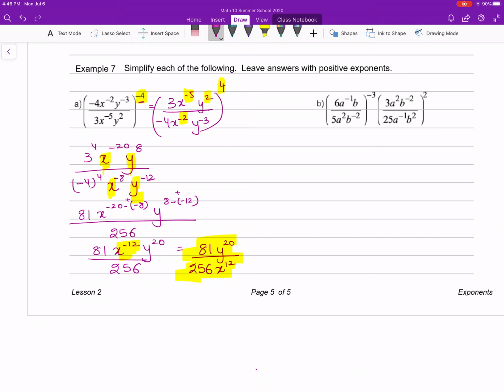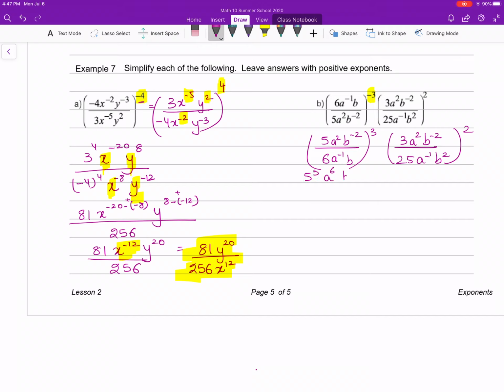Let's try the same thing with the next example. Again, I'm going to make this exponent positive first. So we flip it. 5a squared, b to the minus 2, 6, and this is 3. And the second one stays same. Let's distribute the exponent. Now 5 cubed, a to the power 6, b to the power minus 6, 6 cubed, a to the power minus 3, and b to the power 3.